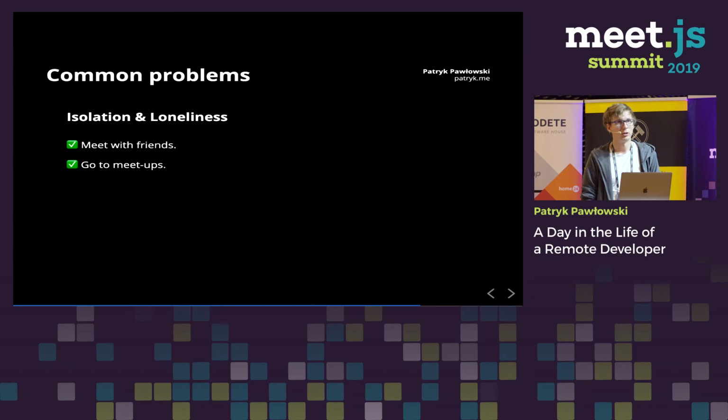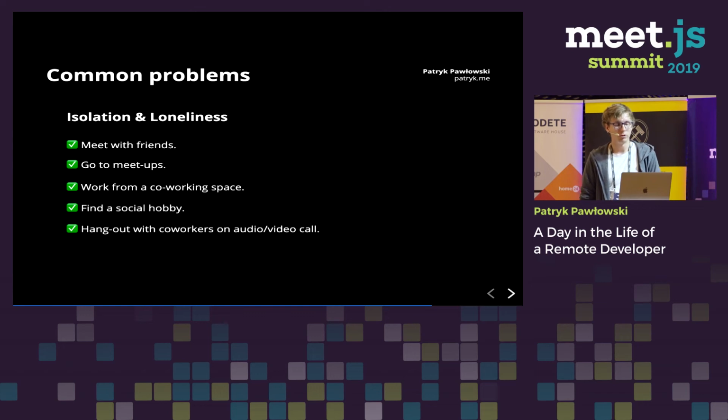You can also go to meetups and meet some like-minded people who are also passionate about, for example, software development or anything that's interesting to you. You can work from a co-working space and be surrounded by other people who work in a similar fashion to you. You can find a social hobby and engage with people doing fun things. And you can hang out with coworkers on audio or video calls while working, so you can feel that you're almost in the office and you can discuss and joke around.